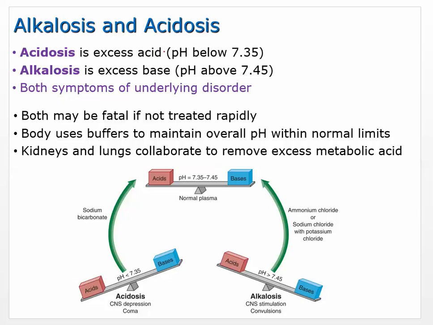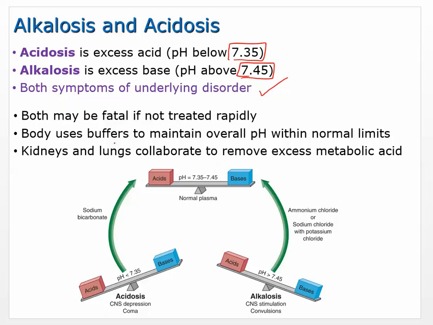Okay, so acid base. Alkalosis and acidosis. We've talked about this before. It keeps coming up, obviously, because it's very important. Acidosis is excess acid, below 7.35. Alkalosis is excess base, above 7.45. And both acidosis and alkalosis are usually symptoms of some underlying disorder. So something else is causing that. And they can both be fatal if they're not treated.